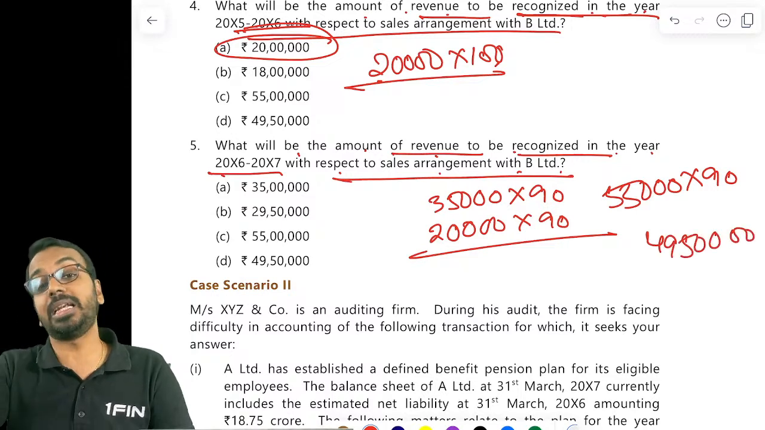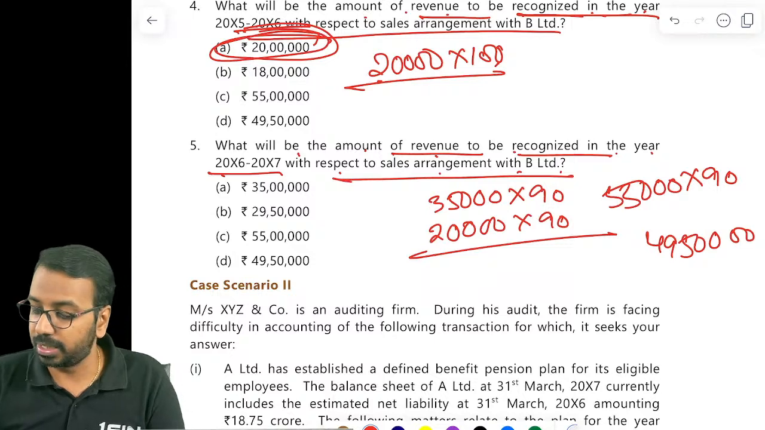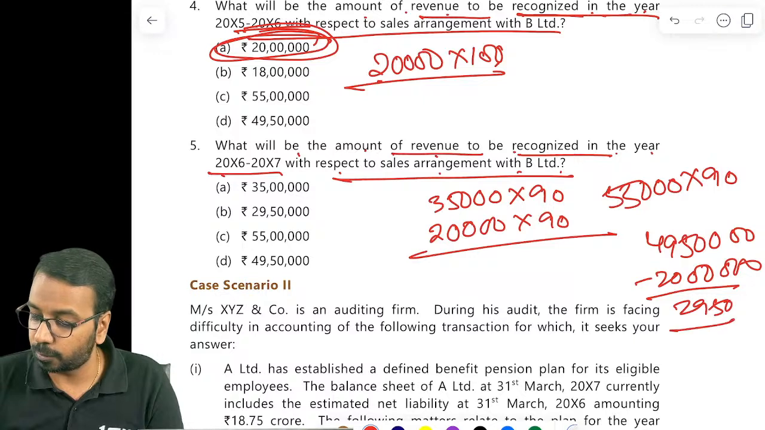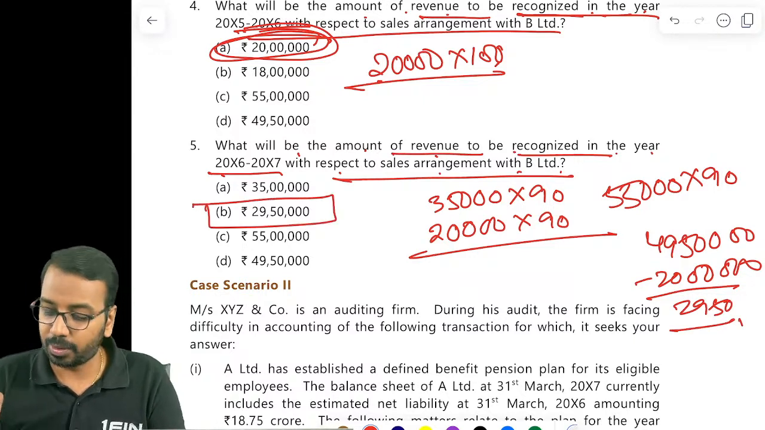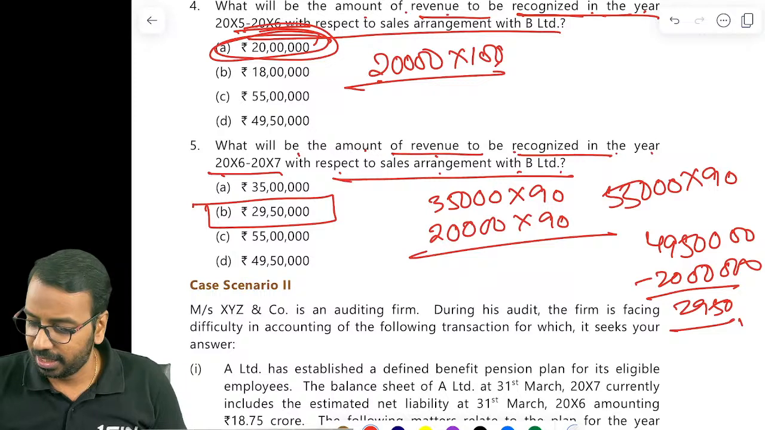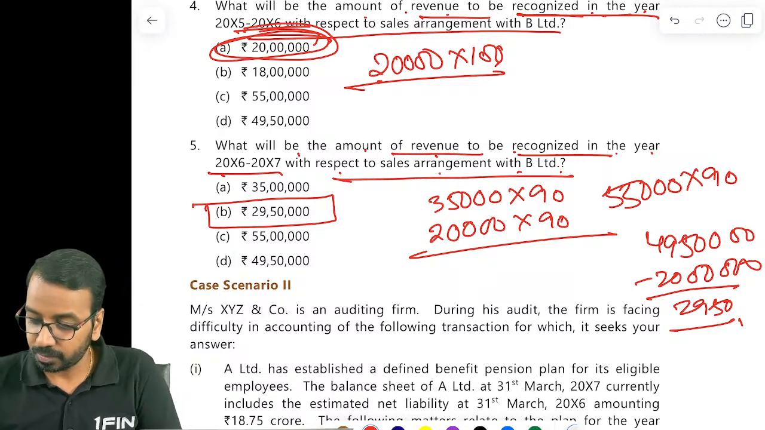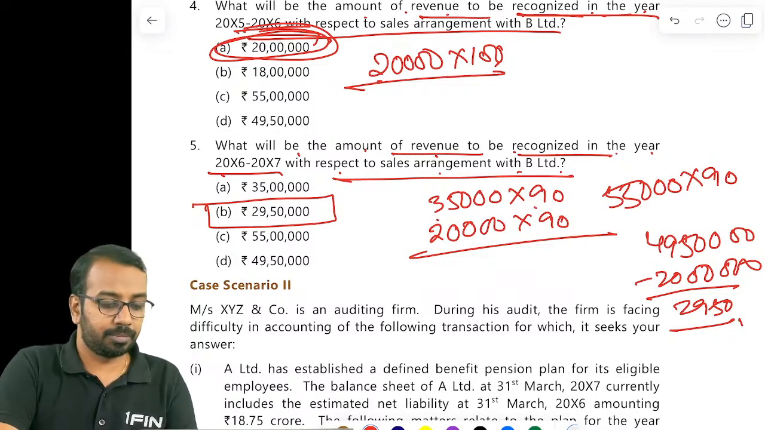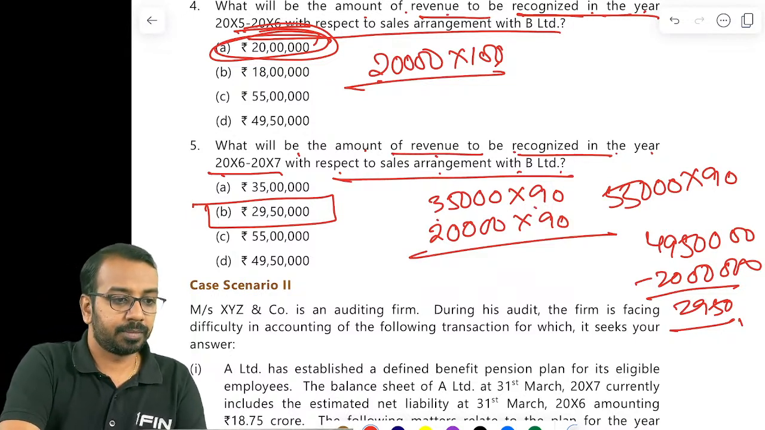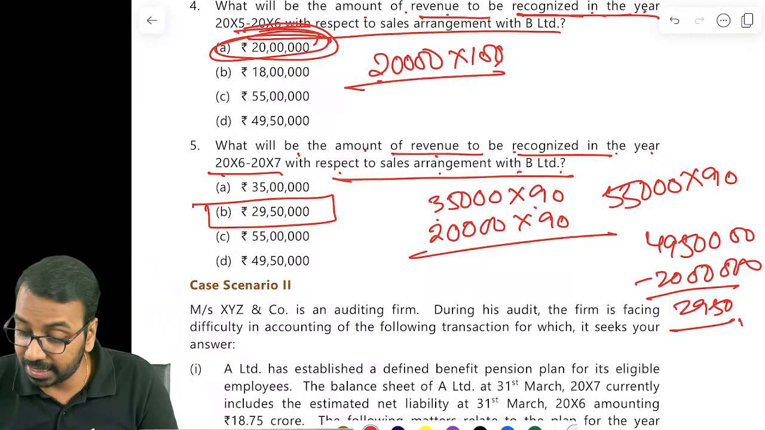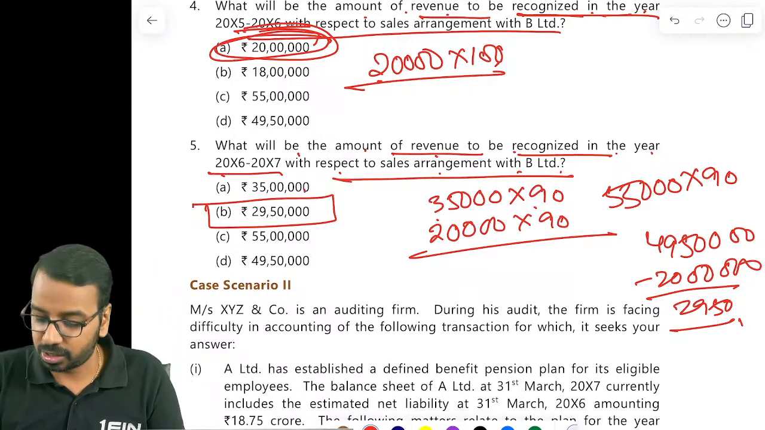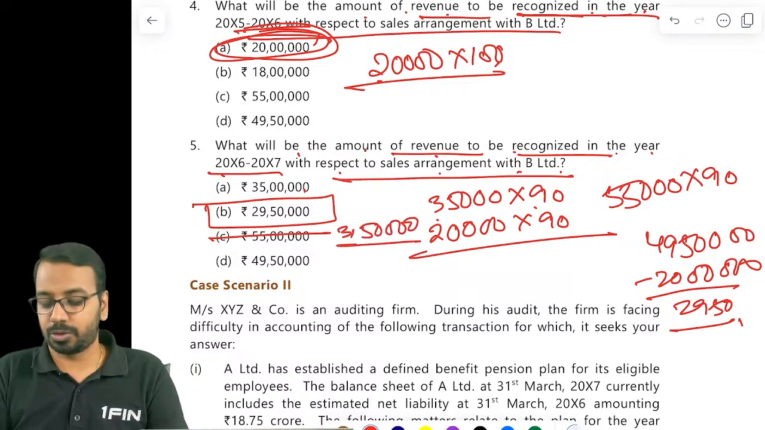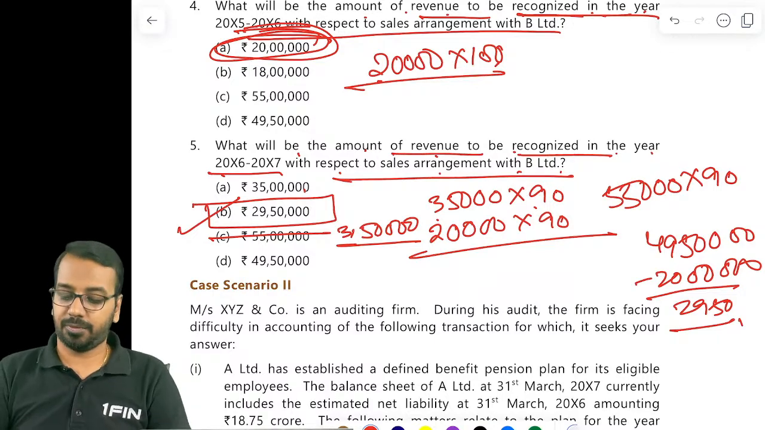This is the cumulative revenue. How much already recognized? 20 lakhs. So minus 20 lakhs, if I do, I get 29 lakhs 50,000 to be recognized. Okay, and it's very straightforward. See, to make things more complicated, what they could have done is they could have taken 35,000 into 90, one number, that becomes 31 lakhs 50,000. That they could have given as an option, which they did not give. Okay, so if I were an examiner, I would have said this is 31 lakh 50,000 to make you confused. Okay, here it is straightforward, 29 lakhs 50,000.